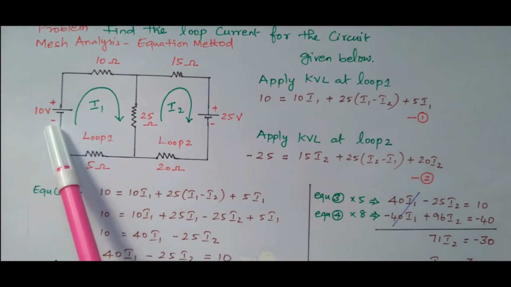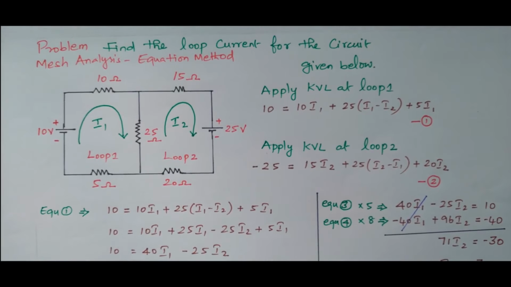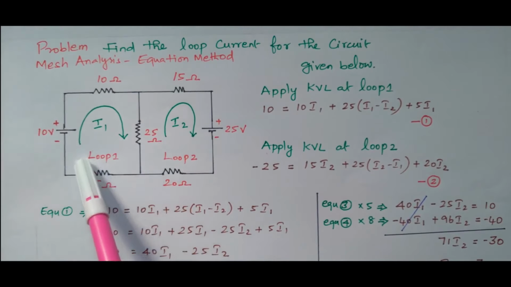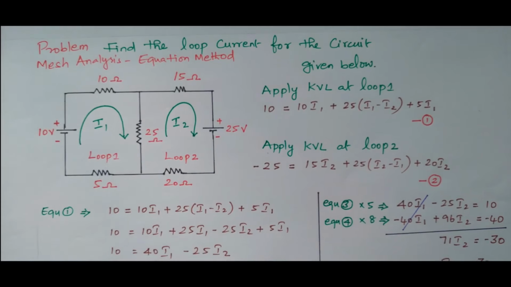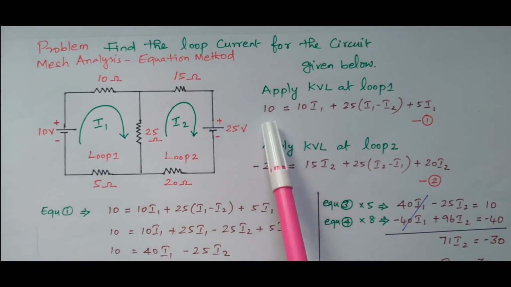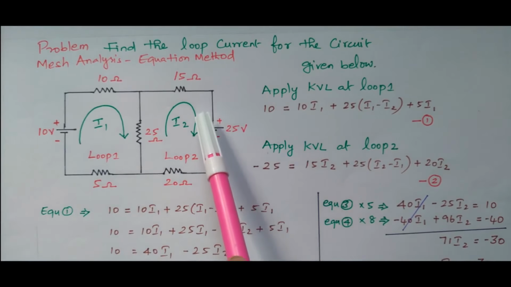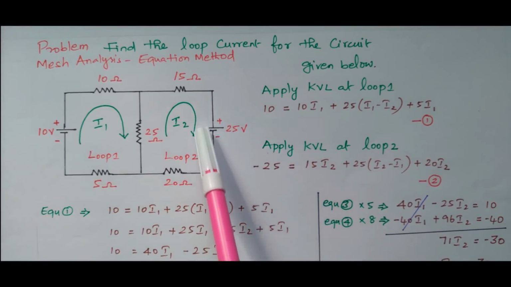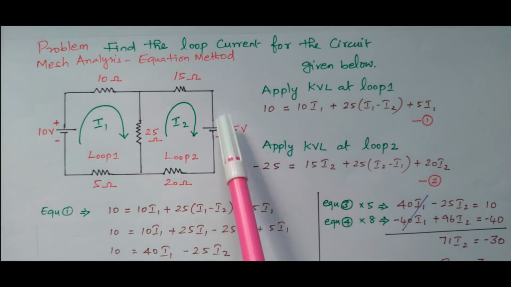In this 10 volt source, it is flowing downward to upward. Let's see the direction. It is flowing like this. So from negative to positive, the current is flowing from negative terminal to positive terminal. So potential rise, so that we have taken plus 10. But while considering this 25 ohm, see this, the current is flowing downwards from positive to negative. Positive terminal to negative terminal. Potential is dropped here. So minus 25.